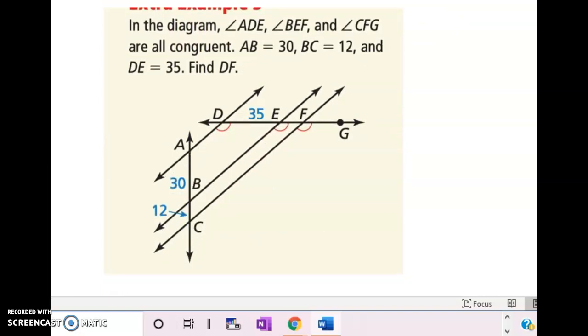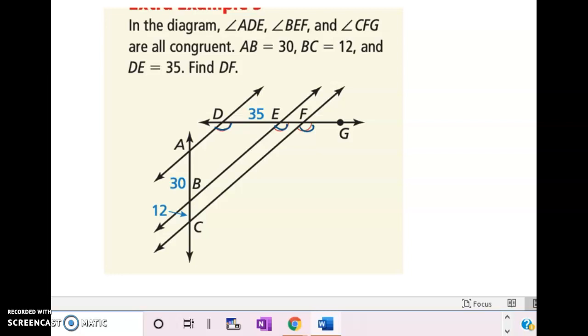In this particular example, they have given us the diagram. And the diagram says angle ADE, BEF, and CFG are all congruent. They have given us the congruent sign. See? They are congruent, congruent, and congruent. Now, AB is equal to 30, BC is 12, and 35 is DE. They want us to find out what is DF.